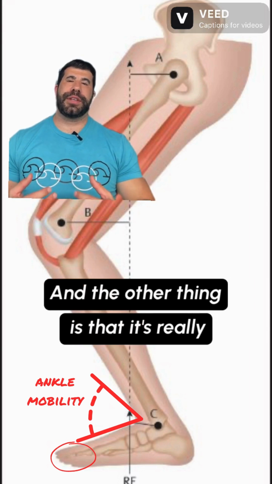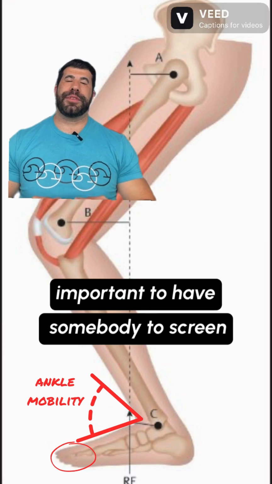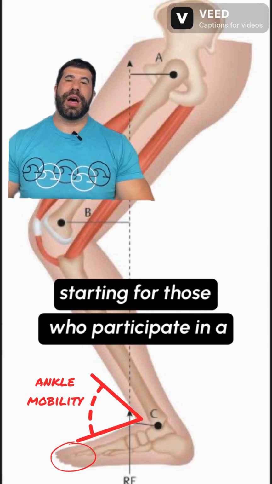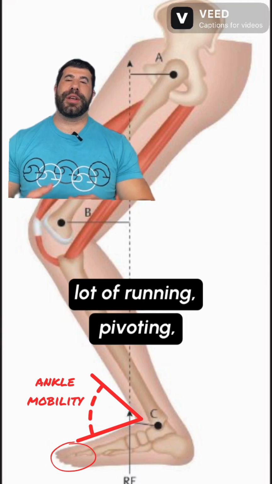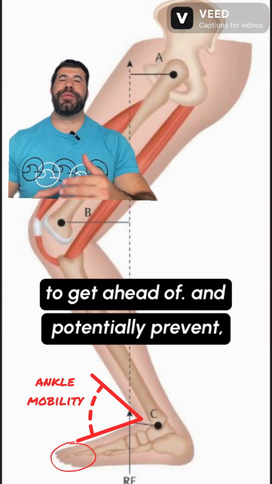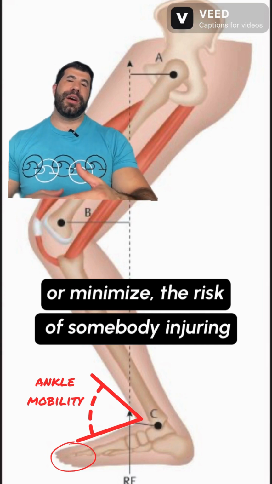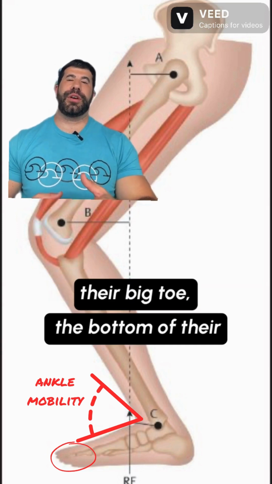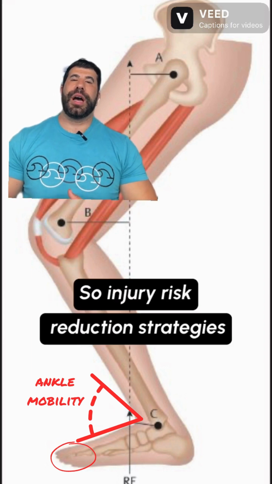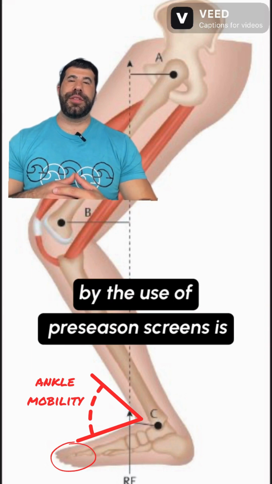And the other thing is that it's really important to screen the athletes prior to the season starting for those who participate in a lot of running, pivoting, jumping sports, because we can try to get ahead of and potentially prevent or minimize the risk of somebody injuring their big toe, the bottom of their foot, their heel, and some other ankle injuries. So injury risk reduction strategies by the use of preseason screens is really huge.